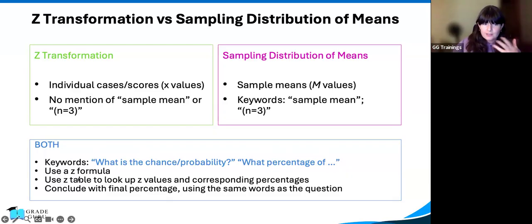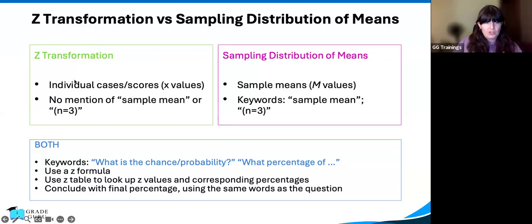You put your numbers in, they'll give you the numbers. You put your numbers into your formula, you get your Z value, you look up the Z value in the Z table, and you find a corresponding percentage, and you conclude with that percentage using the same words as the question. So very, very similar. What's more important is what differentiates them.